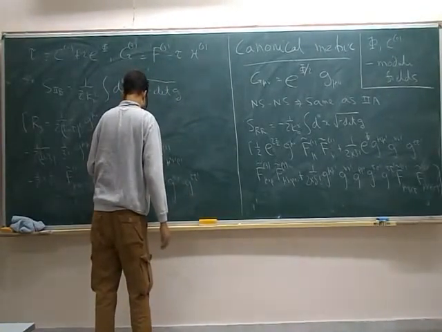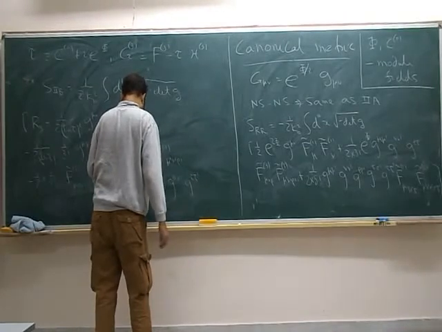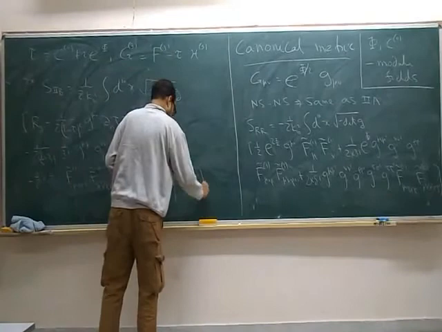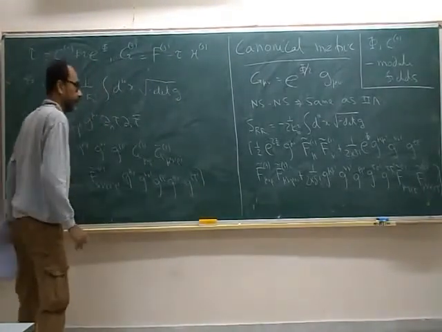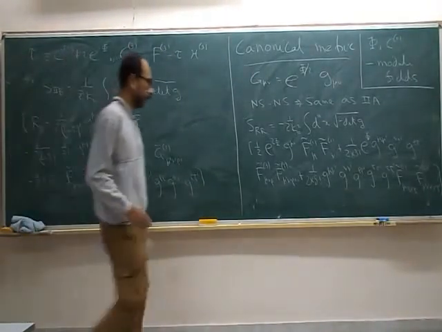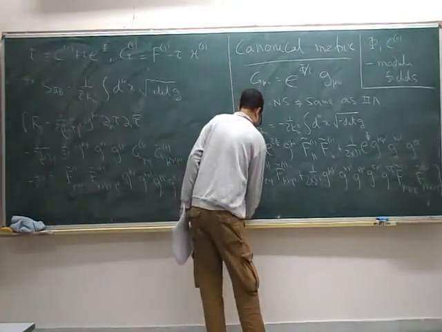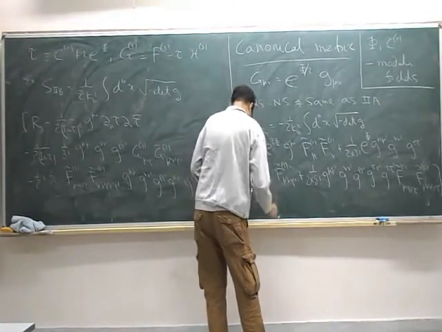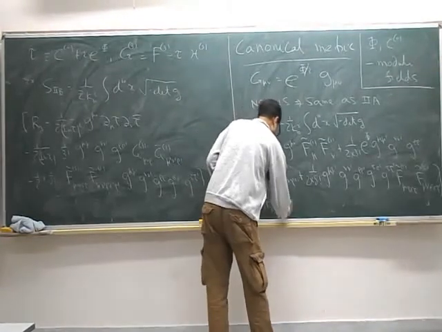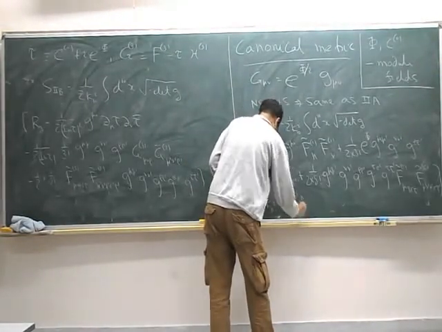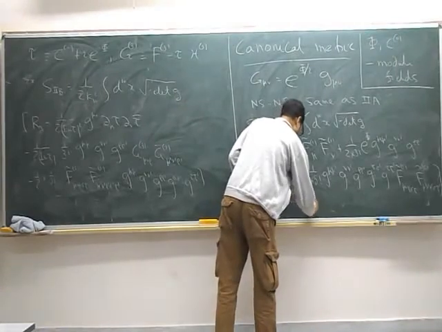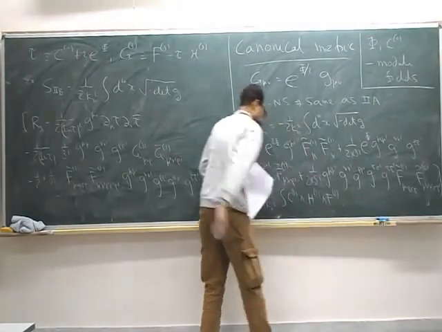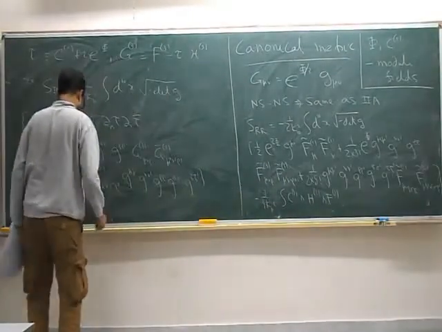Actually, in fact, I had forgotten to write one term in the action, which I will write now. This term was there from the beginning, I just didn't write it up there. Okay, let me write it here. Here, minus 1 over 4 kappa 10 squared, here also.